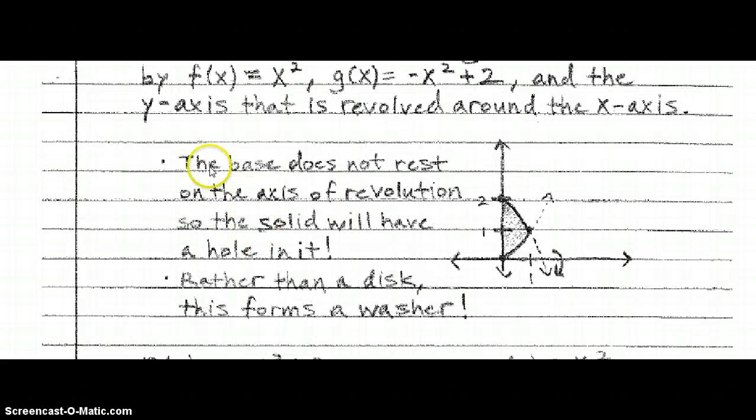So you can see I wrote some notes here. The base does not rest on the axis of revolution, so the solid will have a hole in it, or really more like a gap. Rather than a disk, this forms a washer. Not really sure why I used exclamation marks, but I guess I got excited.